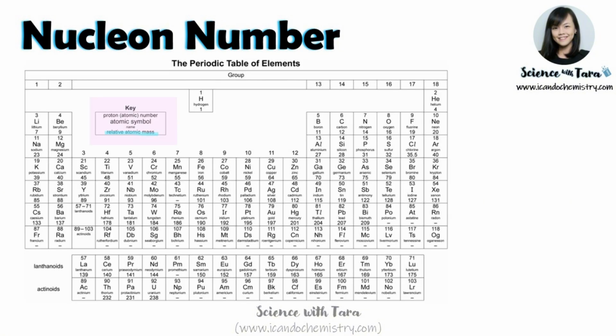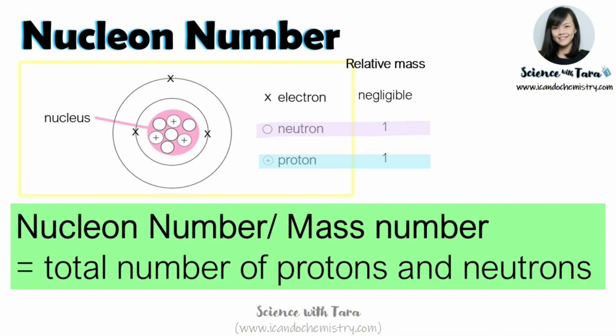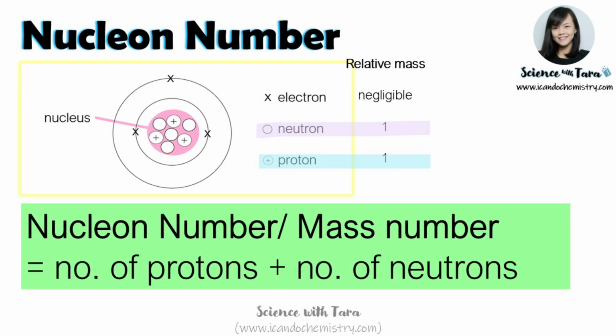Let's look back at the periodic table. We can find the mass number of individual elements at the bottom of each element. The nucleon number of lithium is 7, that of sulfur is 32, and that of nitrogen is 14. And since the mass number or the nucleon number is determined by the neutrons and protons, we can conclude that nucleon number is the sum of the number of neutrons and protons.